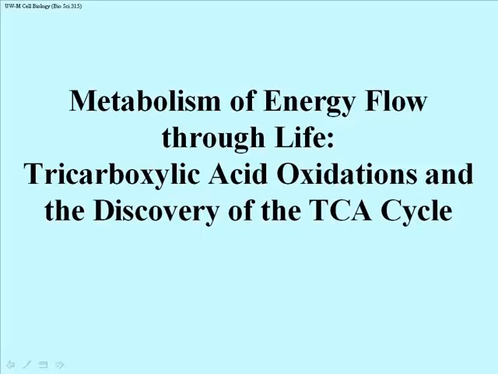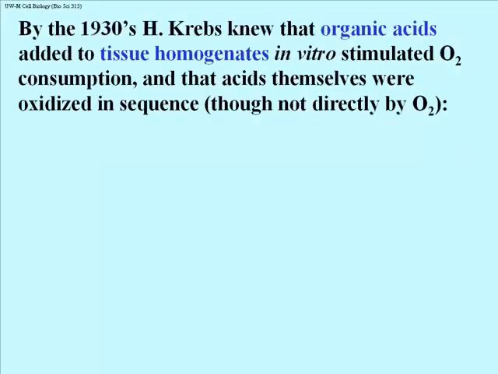This module is about the discovery of the tricarboxylic acid or Krebs cycle. By the 1930s, Hans Krebs knew that organic acids, when added to tissue homogenates in a test tube, or in vitro, would stimulate oxygen consumption. The acids were themselves oxidized, and there was a pathway of oxidation in which a number of organic acids were converted one to another. None of these redox reactions directly involved oxidation of the acid by molecular oxygen.